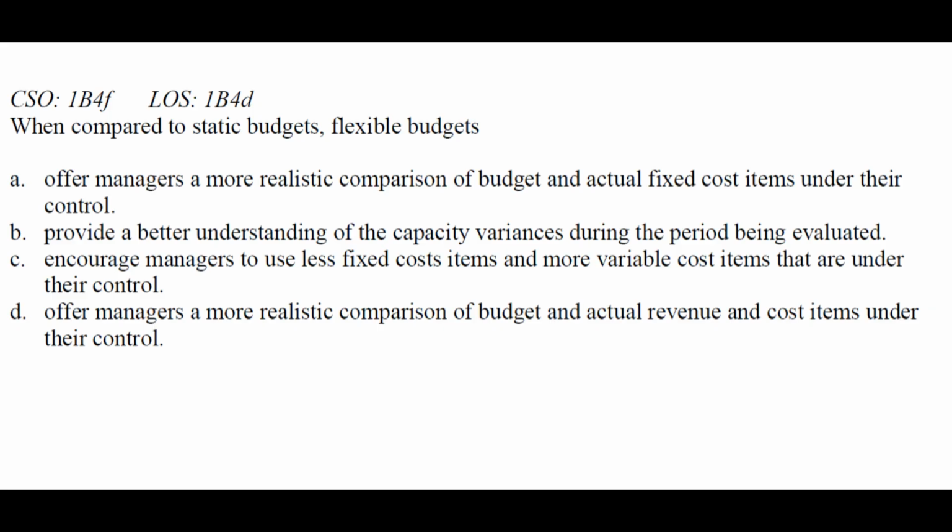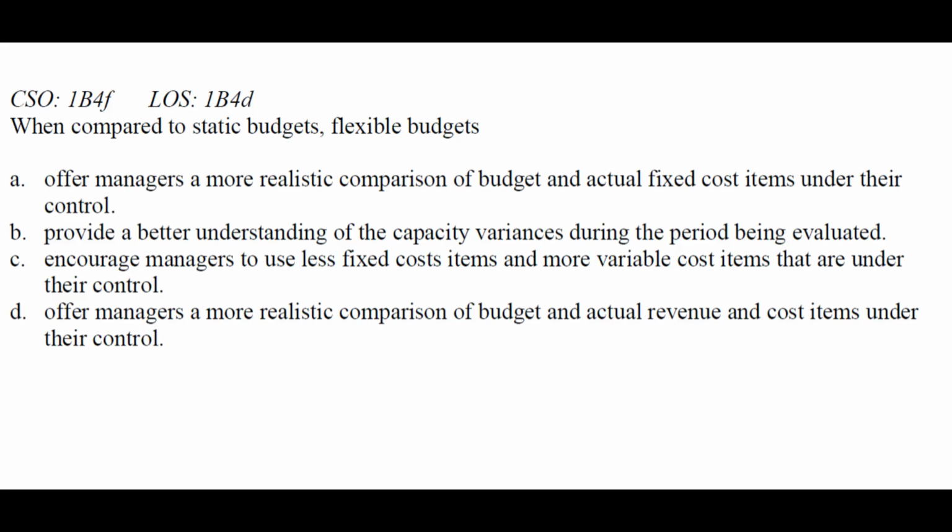C. Encourage managers to use fewer fixed cost items and more variable cost items that are under their control. Incorrect. Flexible budgeting is a planning and evaluation tool. It does not encourage managers to change the cost structure from fixed costs to variable costs. D. Offer managers a more realistic comparison of budget and actual revenue and cost items under their control.